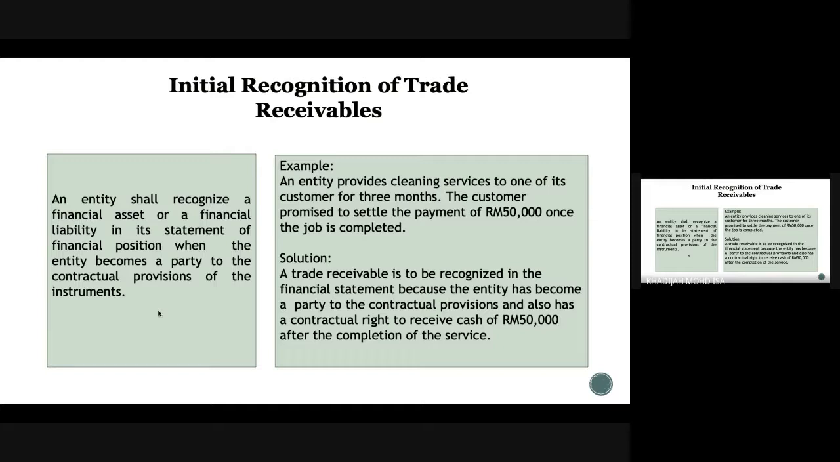So an entity provides cleaning service to one of its customers for 3 months. The customer promised to settle 50,000 once the job is completed. So in this case, a trade receivable is to be recognized in the financial statement because the entity has become a party to the contractual provision and also has a contractual right to receive cash of 50,000 after the completion of the service. So why is it so lengthy, all these wordings? That is because it's based on the MFRS, in this case MFRS 132, for how to recognize your trade receivable.